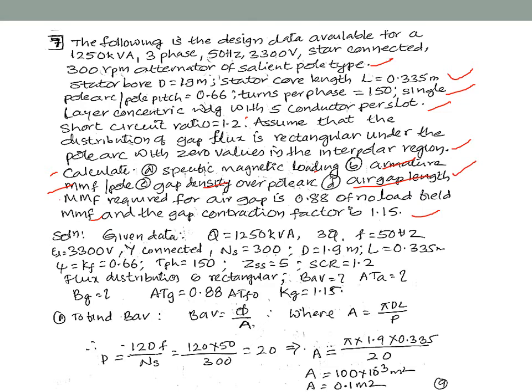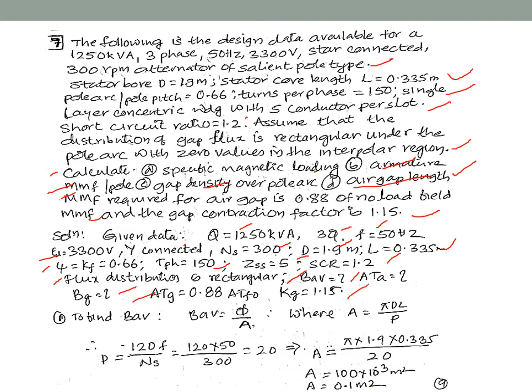What is given here: MMF required for air gap is 0.88 of no load field MMF. Gap contraction factor is given. So data: 1250 kVA, 3-phase, 50 Hz, line voltage given, star connected, NS is given, D is given, L is given, psi is given, TPH is given, ZSS is given, SCR is this. So now flux distribution is rectangular. Okay, this is important. B average we have to find out, ATA we have to find out, BG we have to find out. ATG is given 0.88 times ATF naught, KG is given.